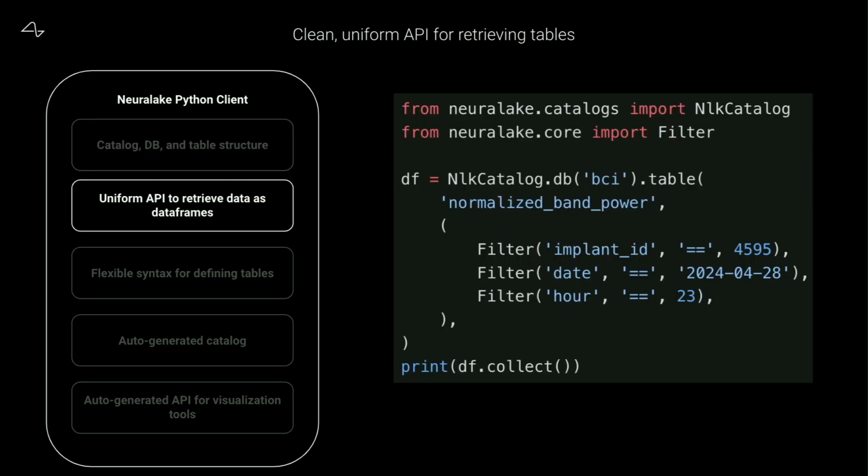And when we use the Python client, it looks something like this. We have a very clean API. We have the ability to get a data frame for a specific database, for a specific table. In this case, this table is called normalized band power. You can pass in some filters, and you can collect the data frame. And the return data frame is actually a subclass of the Polars lazy frame. So Polars is another Rust-based data frame library. And Polars is very similar to Pandas, but much, much more performant.